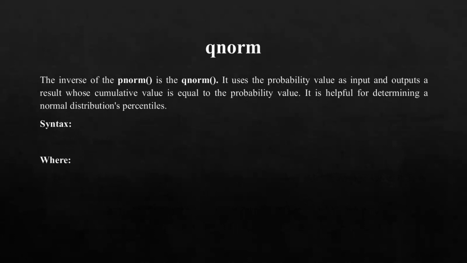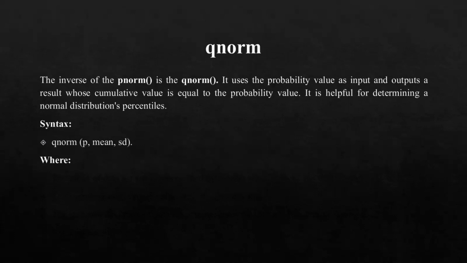Next, we have the qnorm function. This function is the inverse of the pnorm function. It uses the probability value as input and outputs a result whose cumulative value is equal to the probability value. It is helpful for determining a normal distribution's percentiles. The syntax is quite simple.